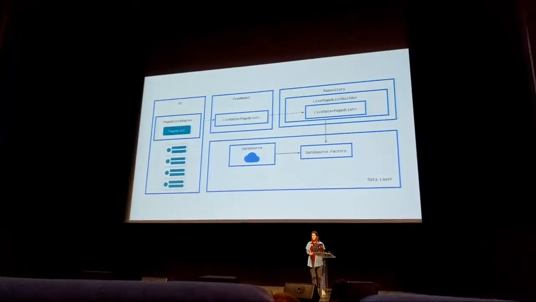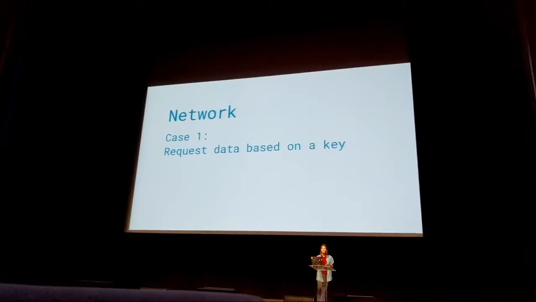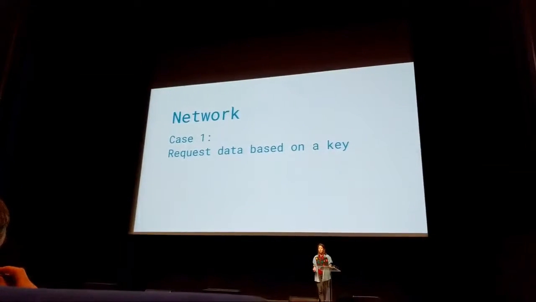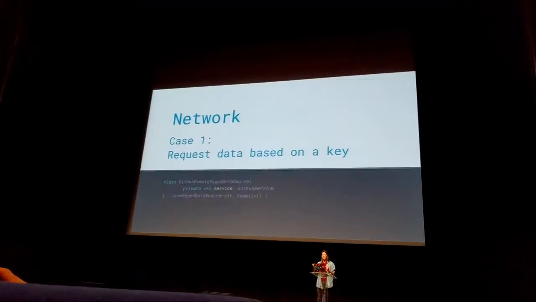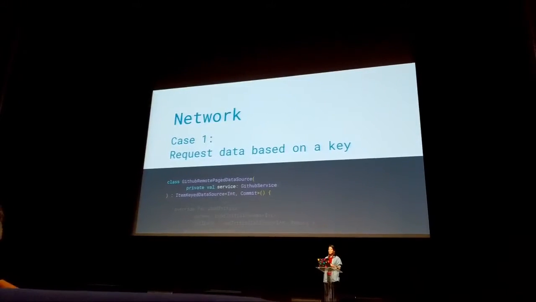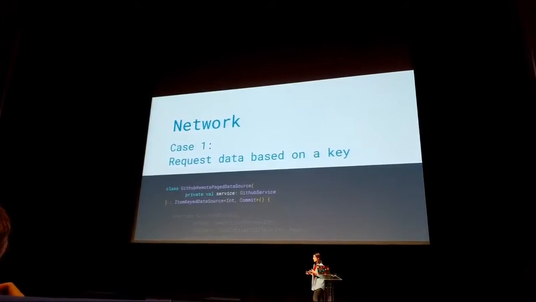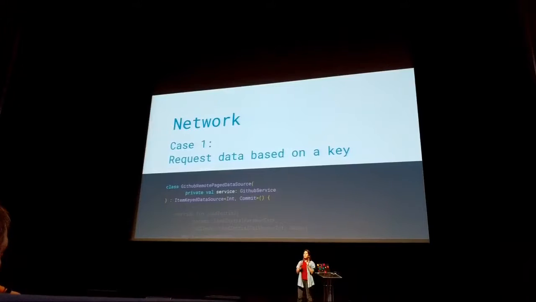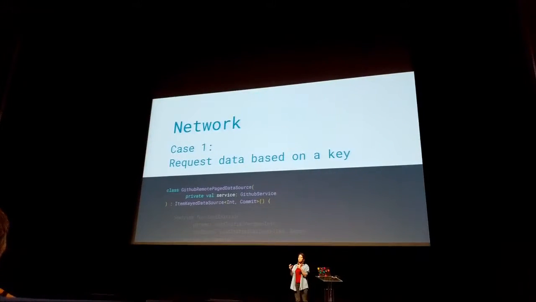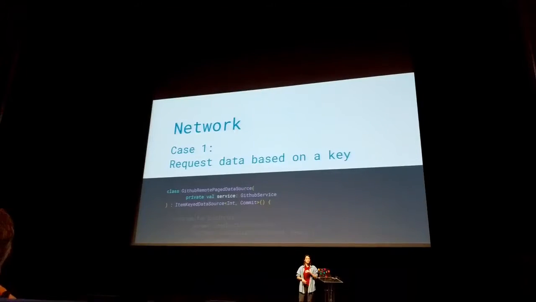But if the data source is the network, we have 2 different cases. One, when the data is requested based on a key. So in our remote data, we will define a remote data source that extends item keyed data source. An example for this would be when we want to request all the commits that happen after a certain date. That date would be the key that we would work with.